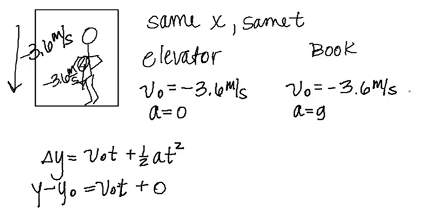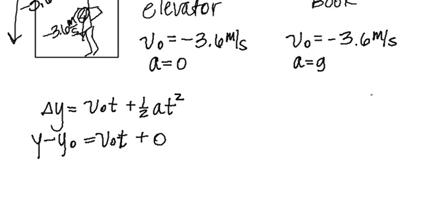And our acceleration is 0. So the final position of the elevator, y, minus, I'm going to let the elevator start at 0, and the initial speed would be negative 3.6 t.